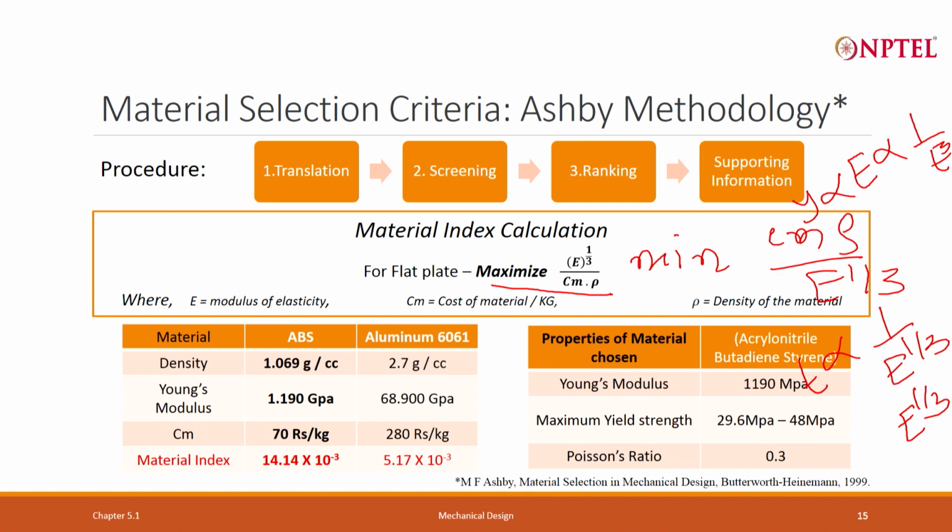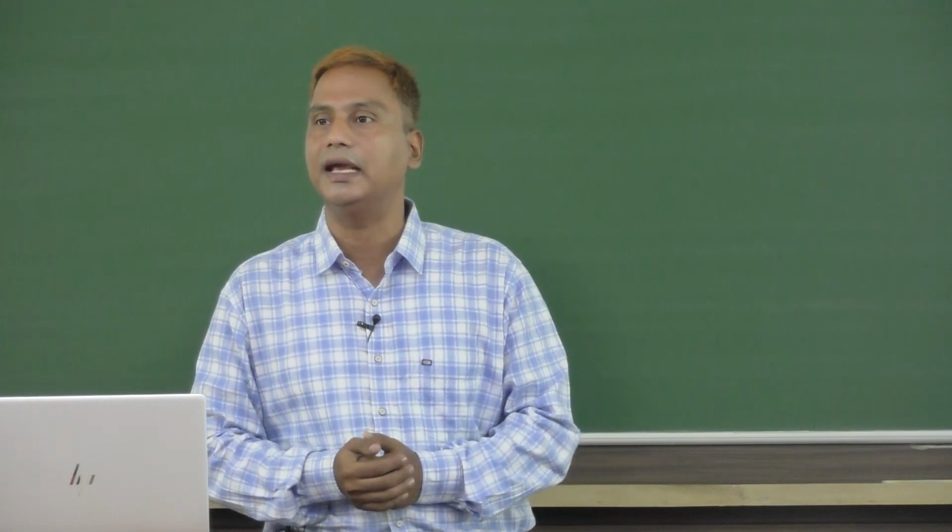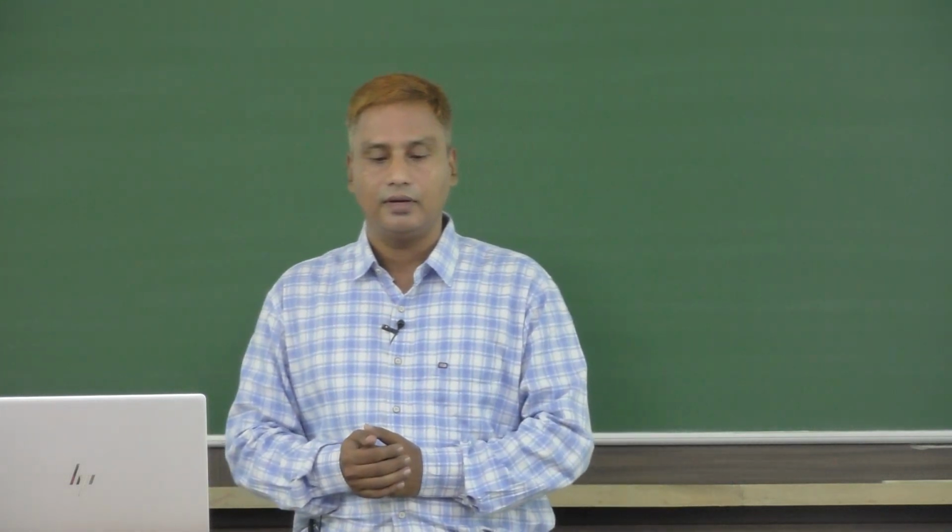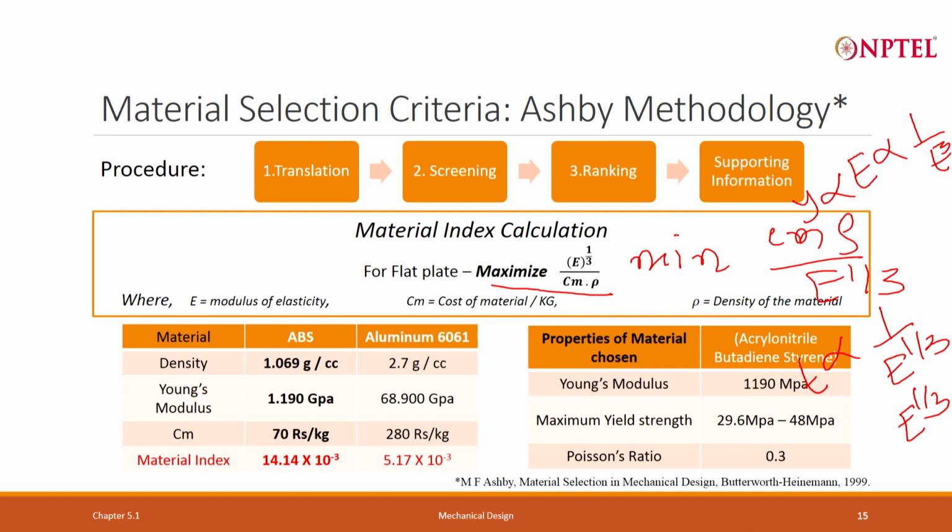Now, once we have selected the material, then for further mechanical calculations, we require other mechanical parameters, like what is the maximum yield strength. For ABS, it is falling between 29.6 MPa to 48 MPa. MPa is nothing but megapascal. And then we also require Poisson's ratio. Till the time we do the material index calculation, we do not require these properties. Once we have selected the material, now we require those further properties for that particular material. Okay.